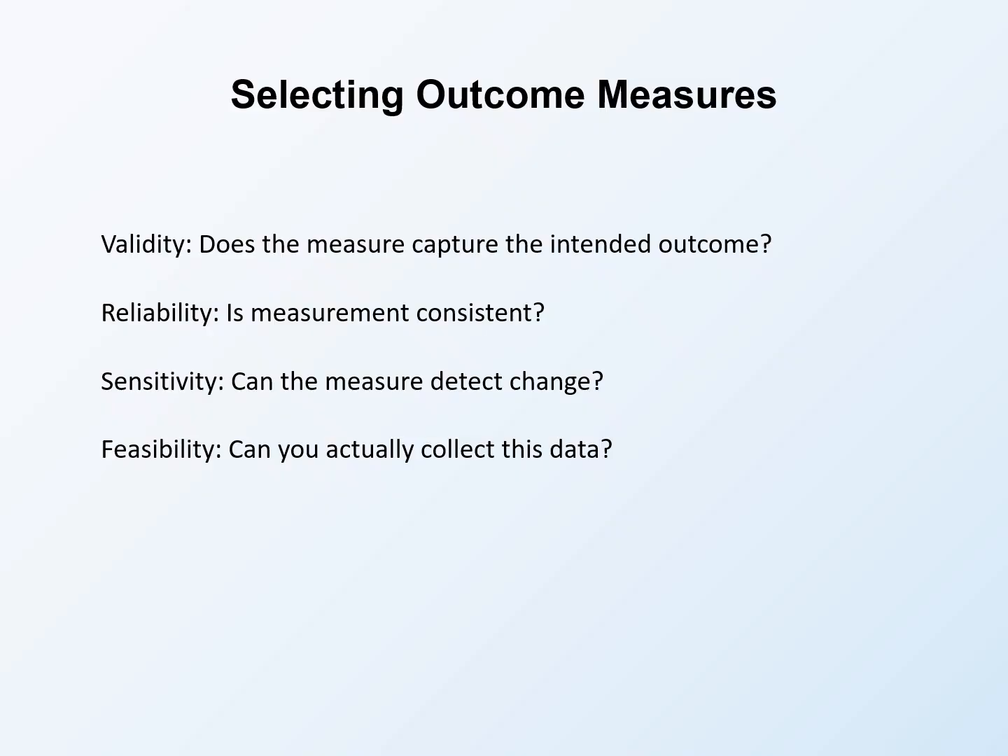Reliability asks whether measurement is consistent. Would the same person score similarly on repeated measurement? Would different raters score similarly? Consistency matters. Sensitivity asks whether the measure can detect change.